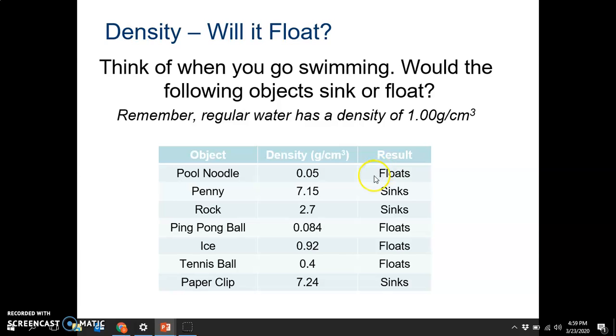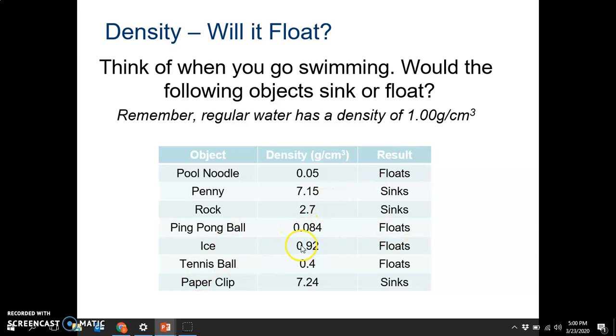So pool noodle has a really low density. Remember, water has a density of 1 gram per cubic centimeter. And if it's less than 1, it'll float. If it's more than 1, it'll sink. So a penny has a pretty high density. That'll definitely sink. A rock, they can vary depending on the rock, but rocks in general will all have densities greater than 1, so that'll sink. Ping pong ball is pretty light.